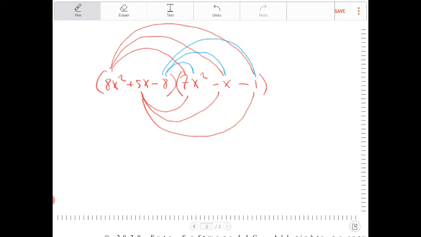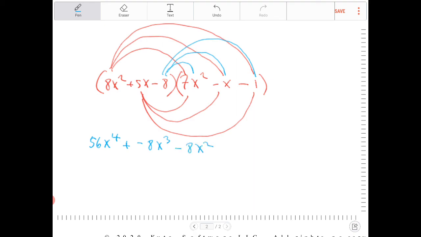Okay, so what will happen here is I'm going to end up with 8x squared times 7x squared. So that's 56x to the fourth. And then 8x squared times negative x. So that's plus negative 8x to the third. 8x squared times negative 1. So it's minus 8x squared.